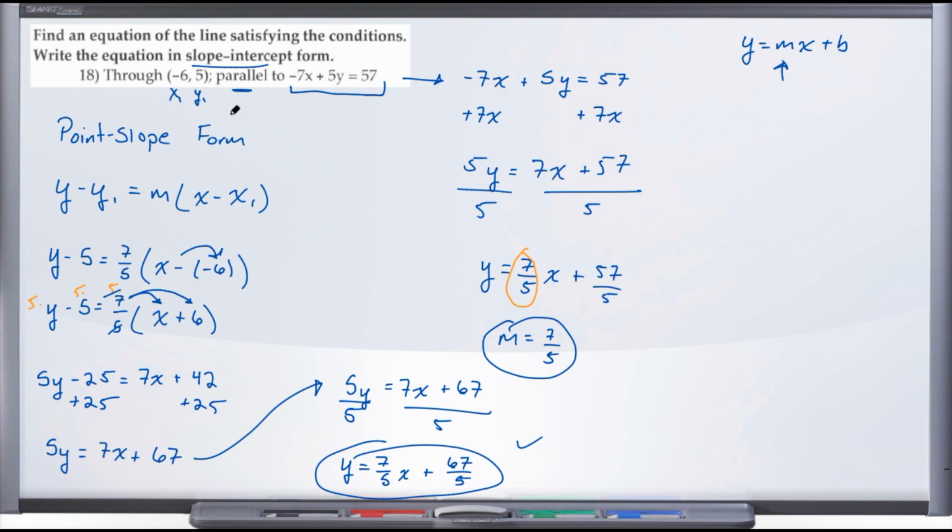We have taken the information they've given us, this point, negative 6, 5, and we found the slope of the given equation, and since the given equation had a slope that was parallel to the line we were trying to find, we used that slope and paired it with the given point, put that information into our point-slope form, and we were able to solve the equation and put it into slope-intercept form. So we ended up with y equals 7 over 5x plus 67 over 5.